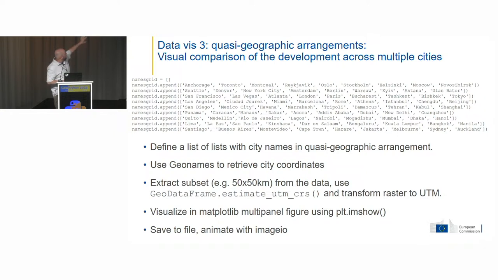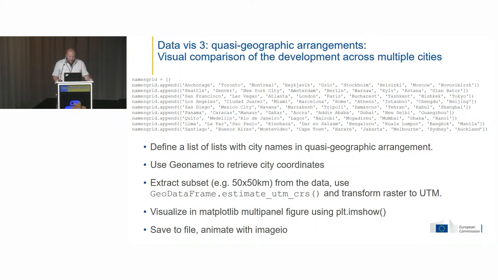Yeah, so Anchorage in the upper left and Auckland, Sydney in the lower right, right? So we define lists of lists, and then we actually use GeoNames to retrieve coordinates for each city just by string matching. Since it's just a small amount of data, we can flag if there is a mismatch, some misspelling or whatever, and then you can fix it.